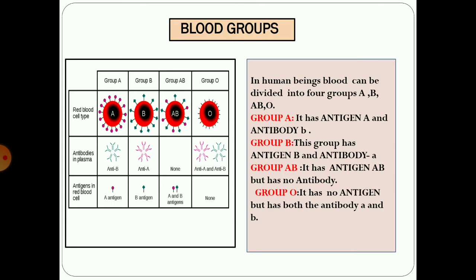They found that in human beings, blood can be divided into 4 groups: Group A, B, AB, and O. Group A had antigen A and antibody B. Group B had antigen B and antibody A. Group AB had antigens A and B but no antibodies. Whereas Group O had no antigens but it had both the antibodies. You can clearly see this in the chart given alongside.